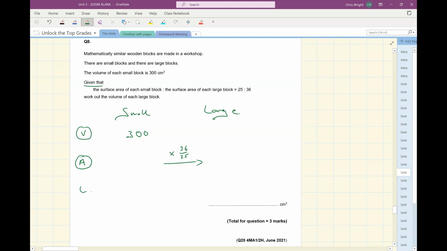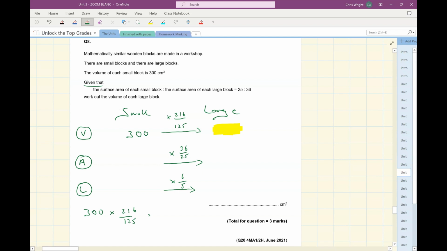Well, I can work out the linear scale factor now. The linear scale factor will be the square root of the area scale factor. So I can work out the volume scale factor, which will be the linear scale factor, 6 over 5, cubed. So that will be 216 over 125. Now I can work out the volume of each large block. It will simply be 300 multiplied by the volume scale factor.